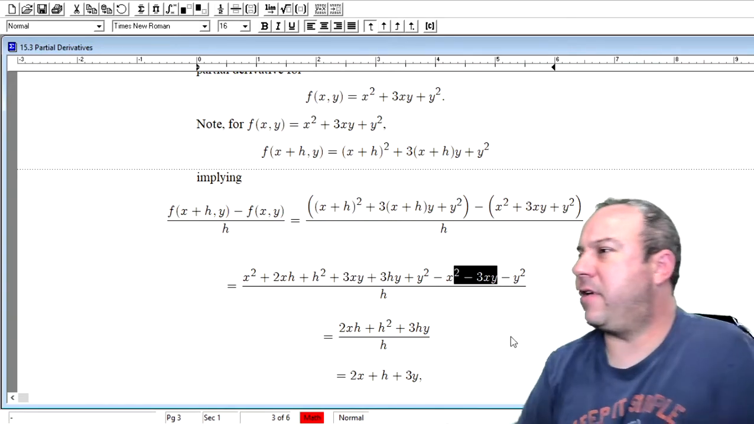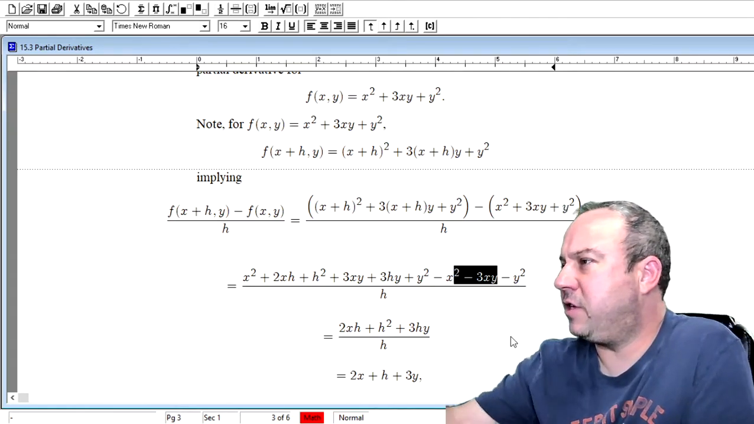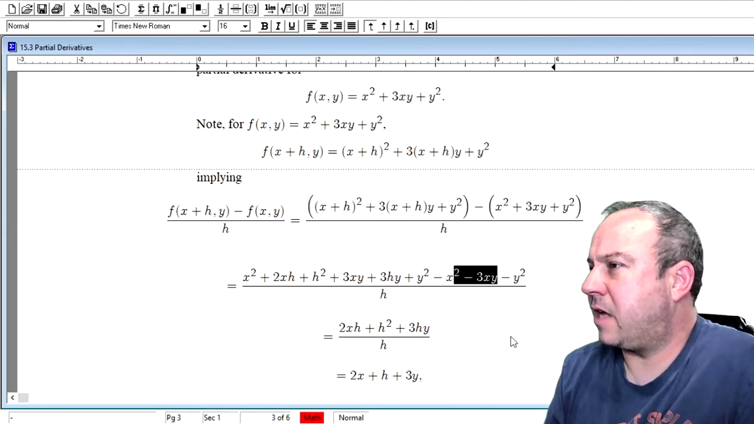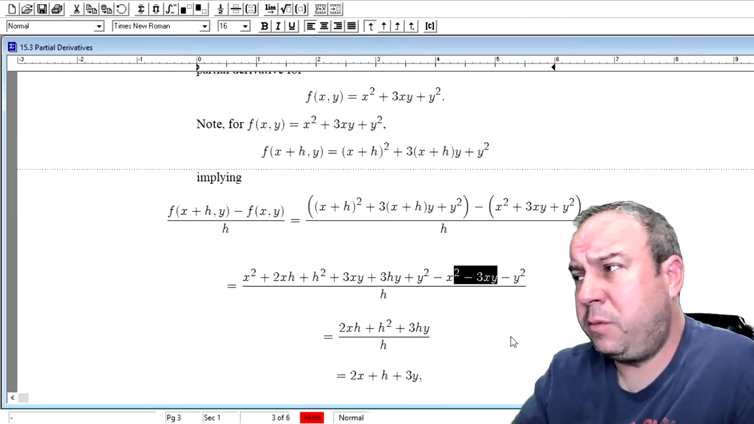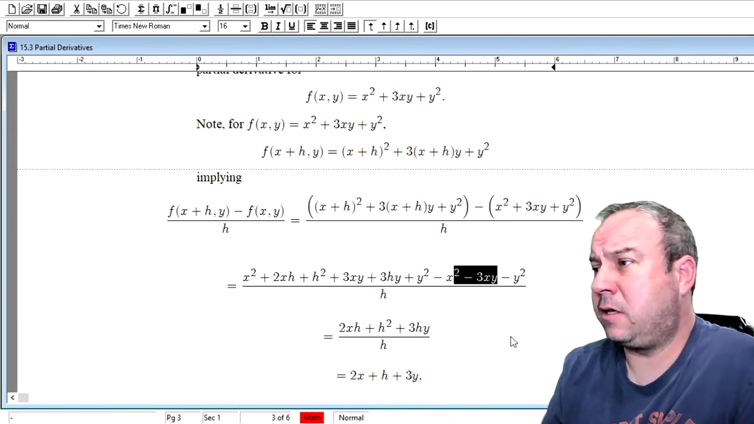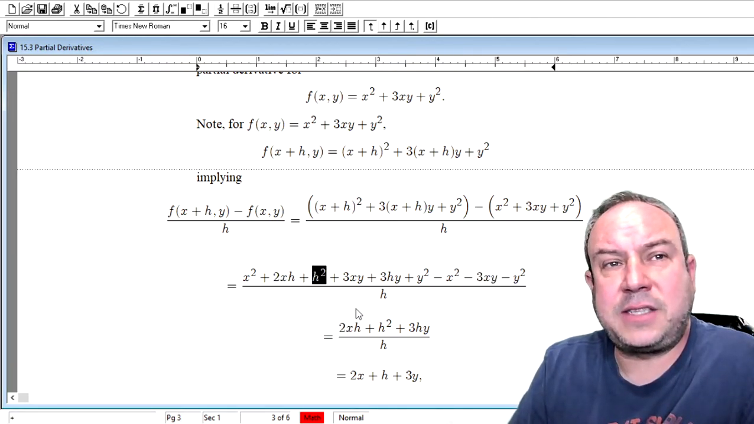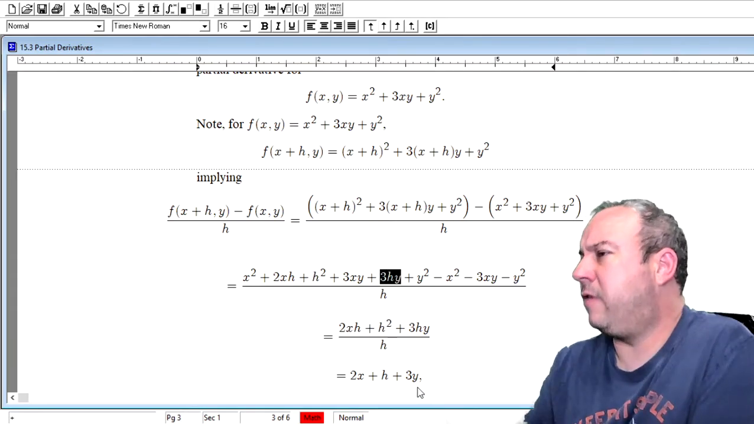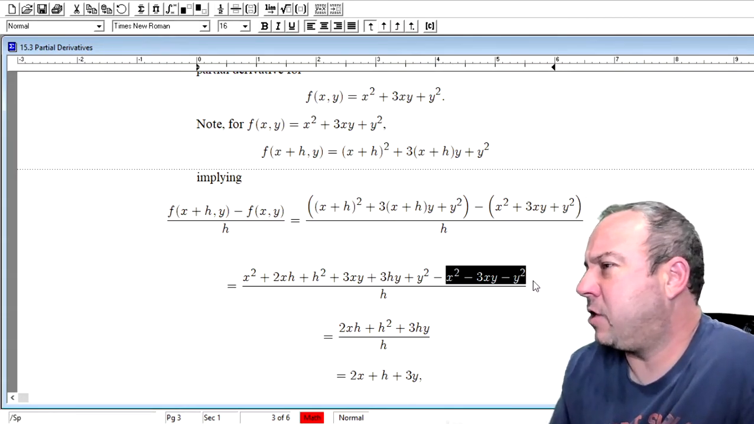Some terms of f of x plus h comma y will cancel with each of the terms in f of x comma y, and all of the terms in f of x comma y we will actually see cancel away. That feels familiar if you remember doing this back in Calculus 1. So what are we left with? We're left with 2xh plus h squared plus 3hy. We're really only going to be left with the terms involving h. Notice f of x comma y doesn't involve anything involving h, so you're not going to subtract any of the h terms.